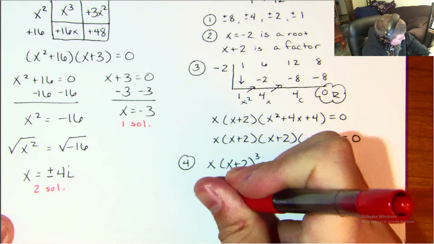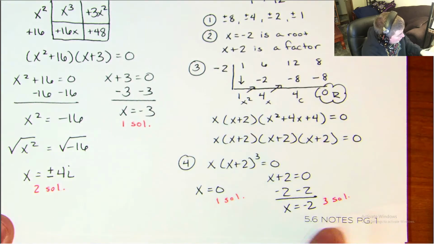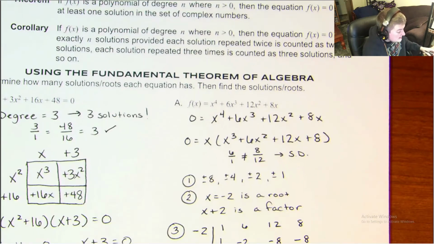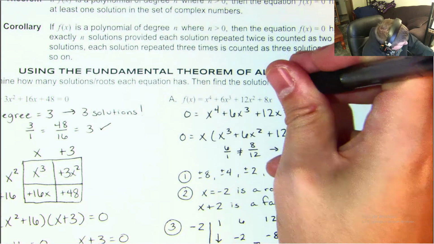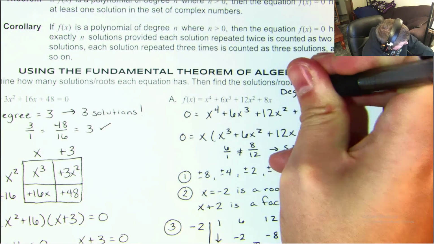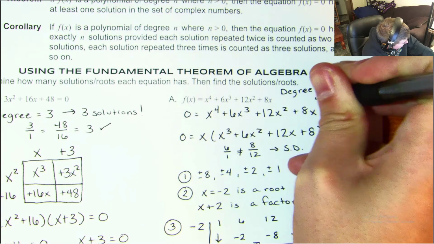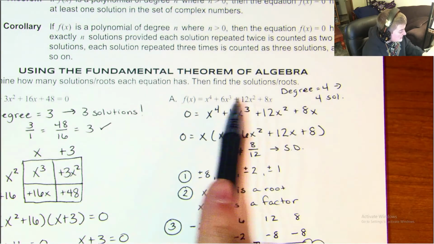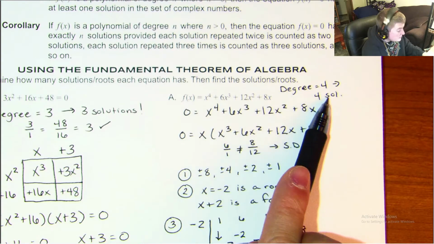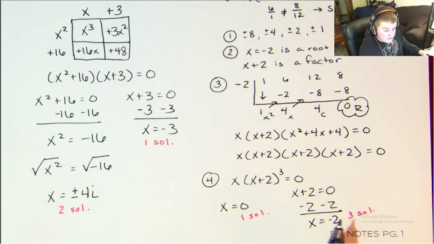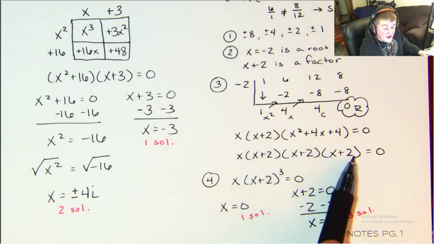This is 1 solution. So all in all, I have 4 solutions, which is consistent because my degree here is 4, meaning I should have 4 solutions. All in all, when we use the corollary to the fundamental theorem of algebra, we determine that this should count as 3 solutions because it has 3 factors.